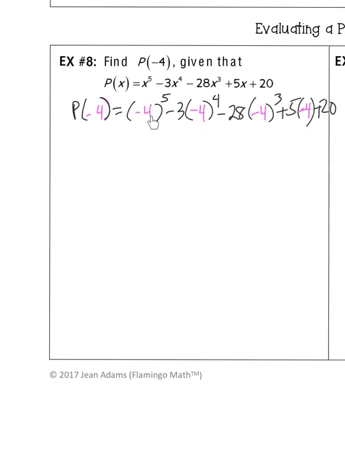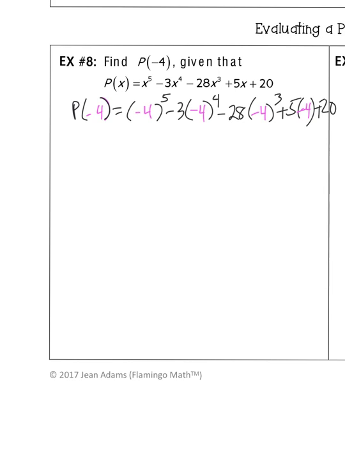But if I don't have a calculator, I'd have to take negative 4 to the 5th power, multiply that out, then take negative 4 to the 4th power, multiply that out, multiply it by the negative 3, take negative 4 to the 3rd power, multiply that by negative 28, add all these together, add a negative 20. Well, fortunately, negative 20 and positive 20 cancel. I mean, that's a lot of math. Look what happens with synthetic division.